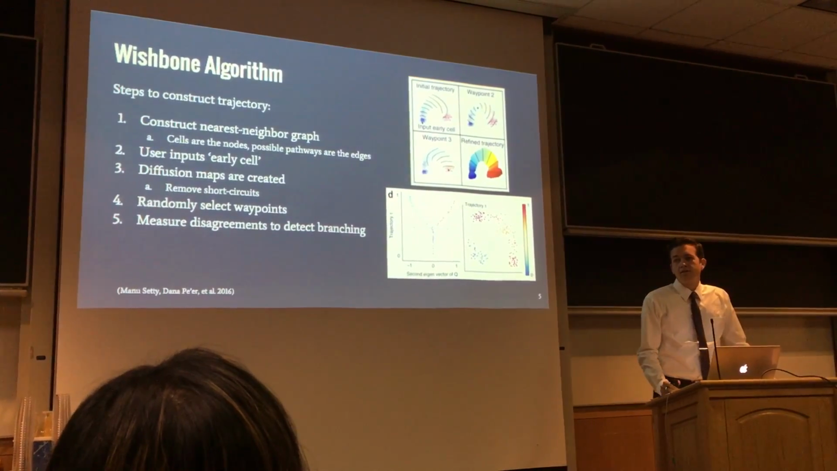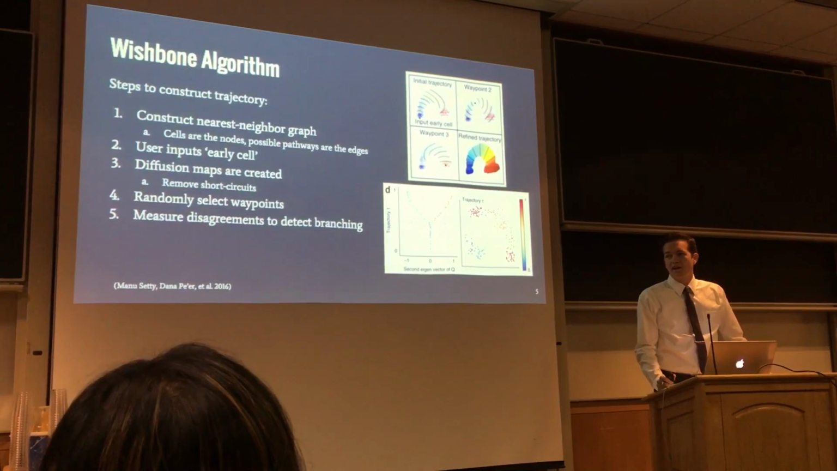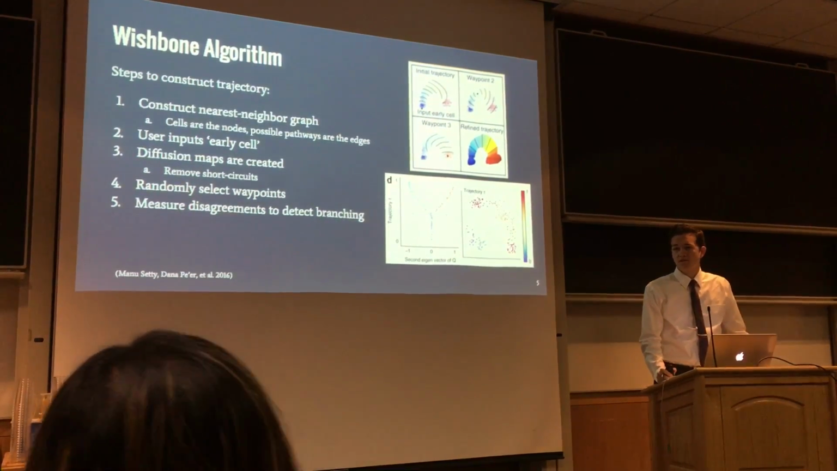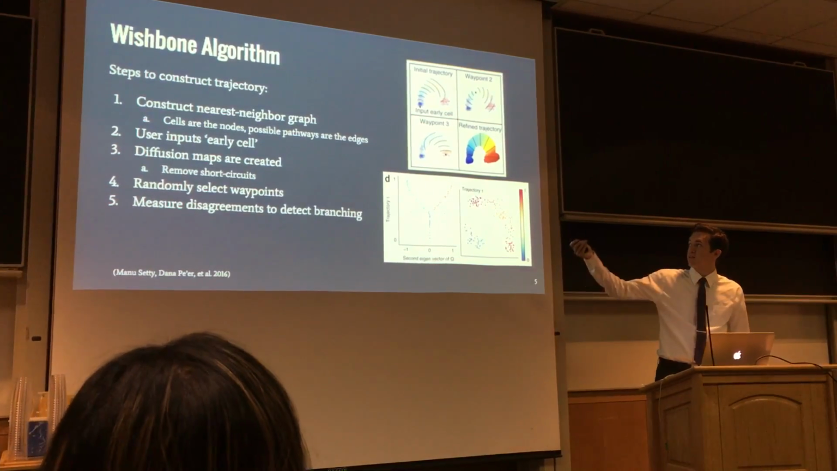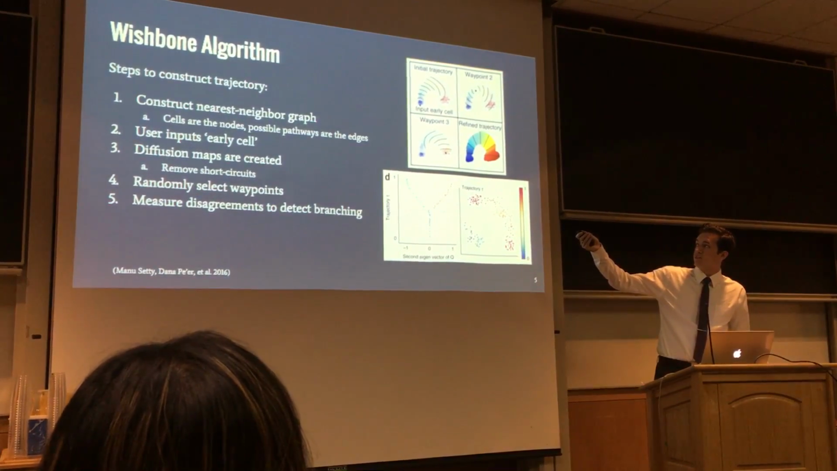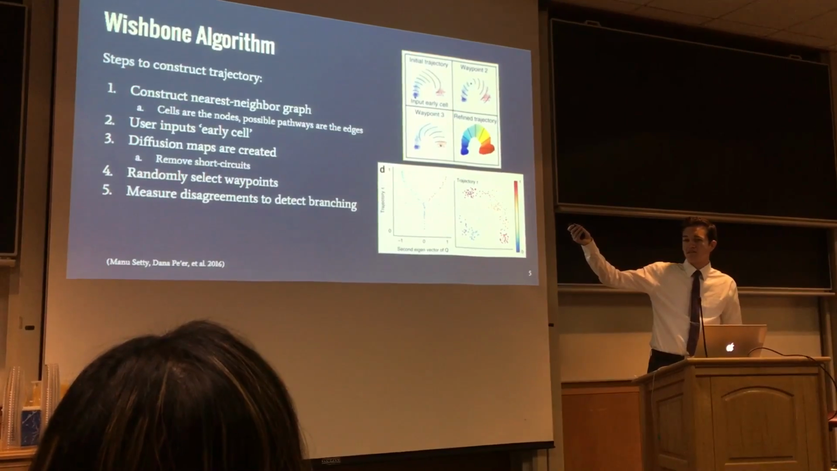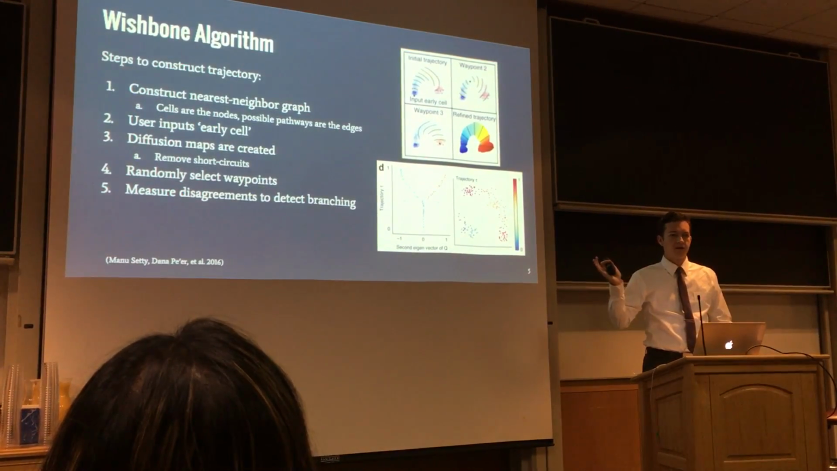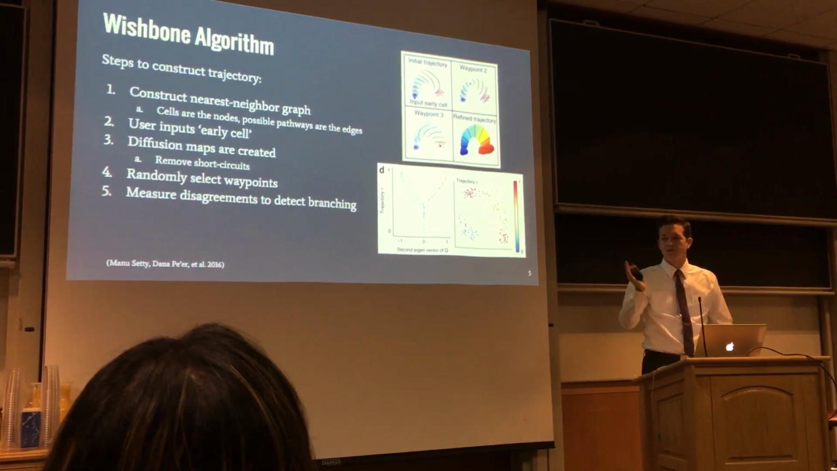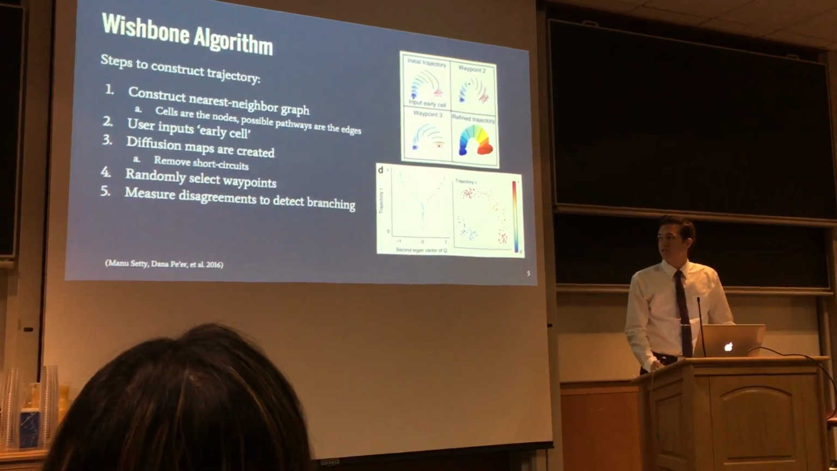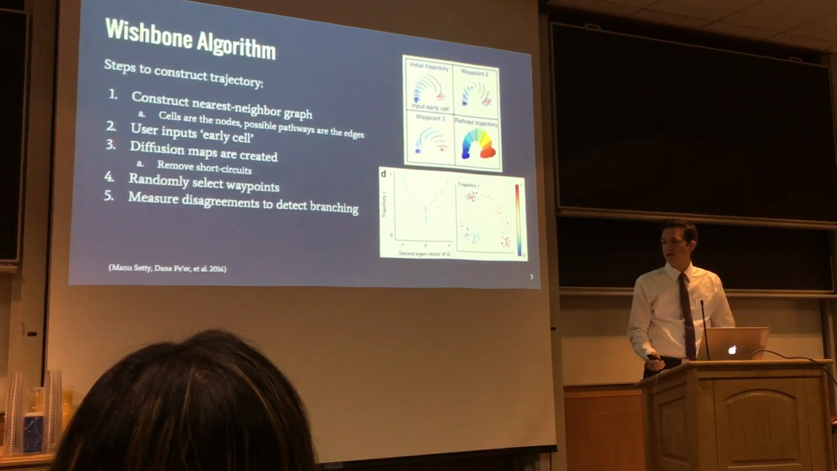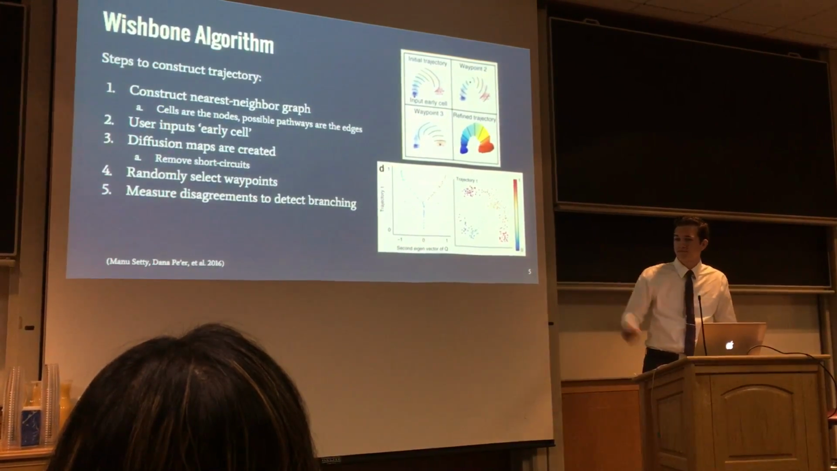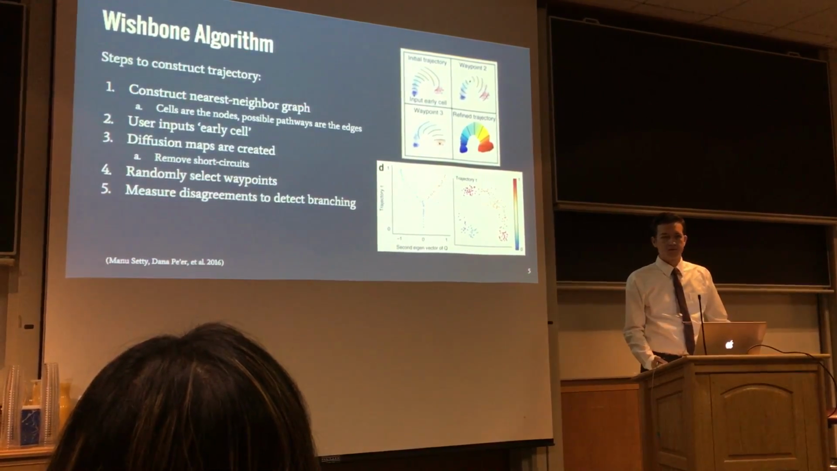In order to compare these algorithms, one must understand how they work. The wishbone algorithm first constructs a nearest neighbor graph. So in this diagram, you can imagine that each of these points is a cell, and each edge connecting those points in the nearest neighbor graph is a possible route of the trajectory. Following the construction of this graph, the user inputs an early cell. So this is the beginning of the trajectory. And then diffusion maps are created.